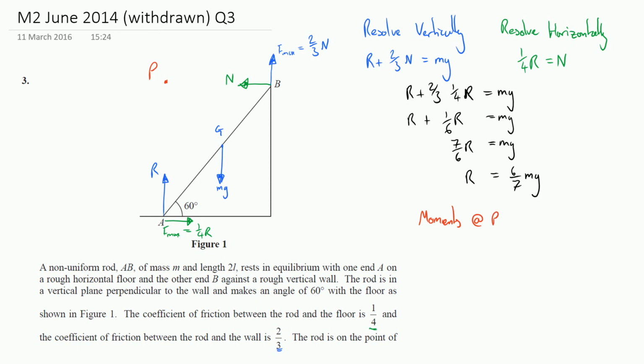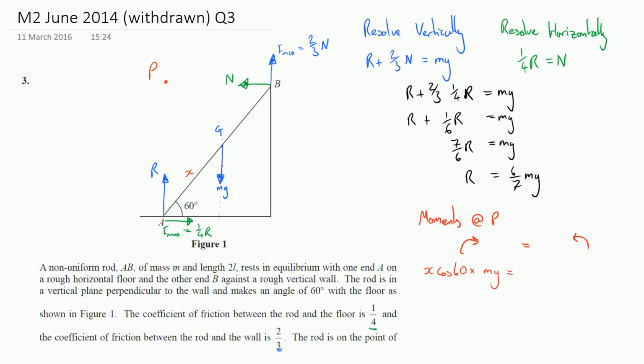If I take moments at P, then immediately I don't need to concern myself with my vertical force here, R, or my horizontal force here, N. What am I left with? Well, let's think about clockwise being equal to anti-clockwise. All of my moments that are clockwise from this point are going to be my mg, and the distance from my point P is going to be, well, let's call this distance here x, so that becomes x cosine 60 multiplied by mg.